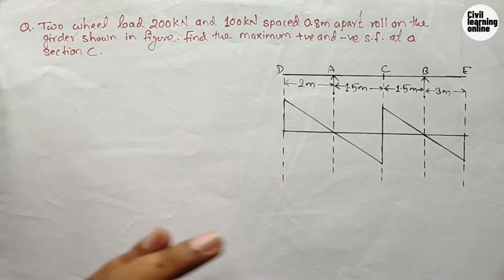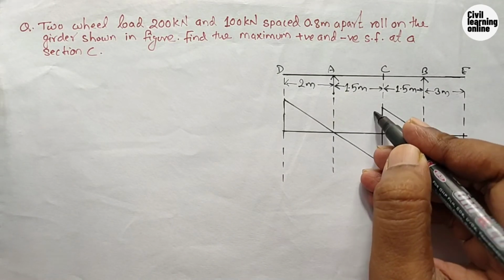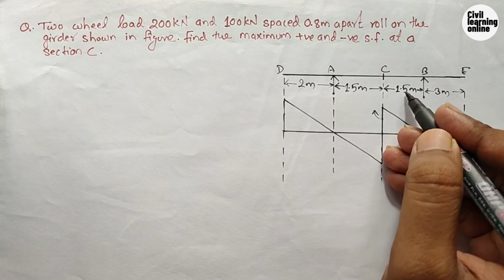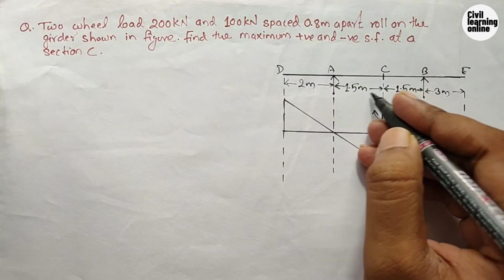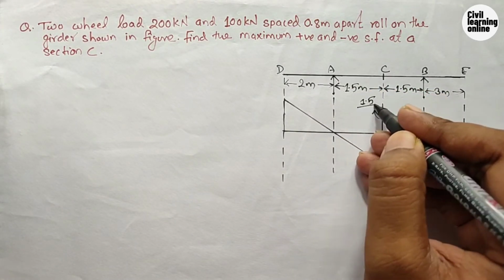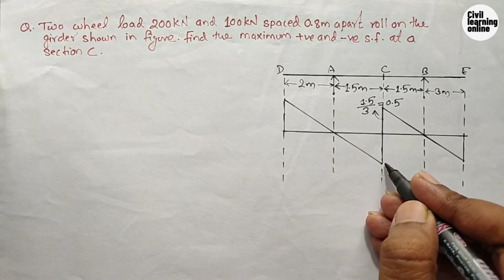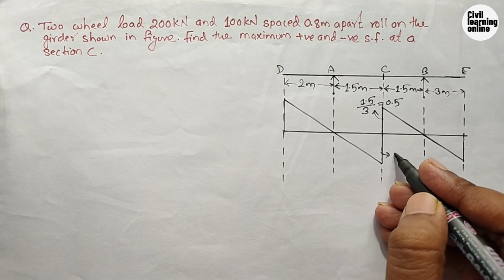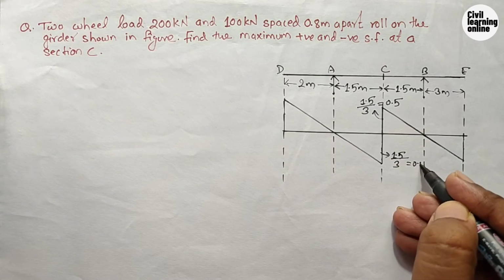Now after doing this, we need to calculate the ordinate value. So the value of this ordinate is going to be 1.5 upon this span AB, and the span AB is equal to 3 meter, 1.5 plus 1.5. So 1.5 upon 3 is going to be 0.5. Similarly, the ordinate of this portion is going to be again 1.5 upon 3, which is 0.5.